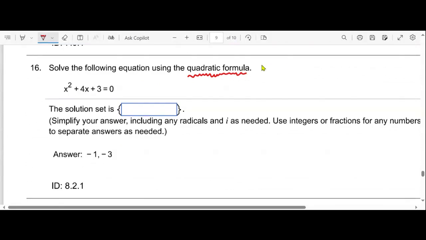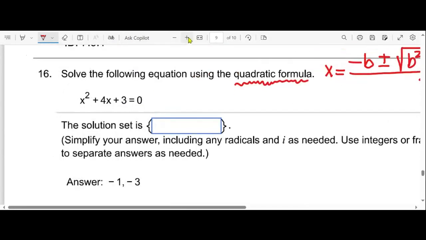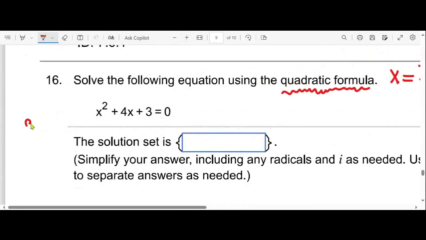What is the quadratic formula? The quadratic formula is negative b plus or minus the square root of what? b squared minus 4ac, all over 2a. Okay, so the question comes here. How much is a here? 1. How much is b? 4. And c is 3. Okay, so a is this value here, and this is b, and this is c.